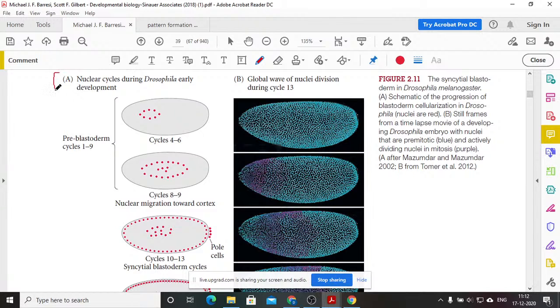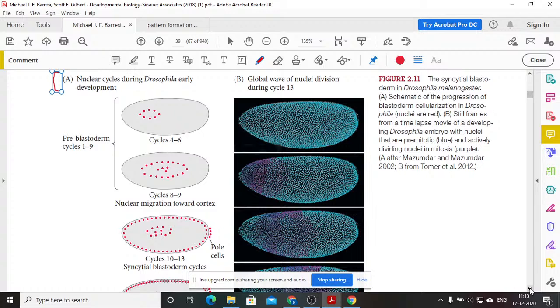Nuclear cycles during Drosophila early development. In the pre-blastoderm stage, cycles 1 to 9, from cycles 4 to 6, these red dots are the nuclei, organized like this. Then in cycles 8 and 9, one cycle means one division, there is nuclear migration towards the cortex. These nuclei which are situated in the center migrate towards the cortex, the periphery. They start migrating towards the cortex.